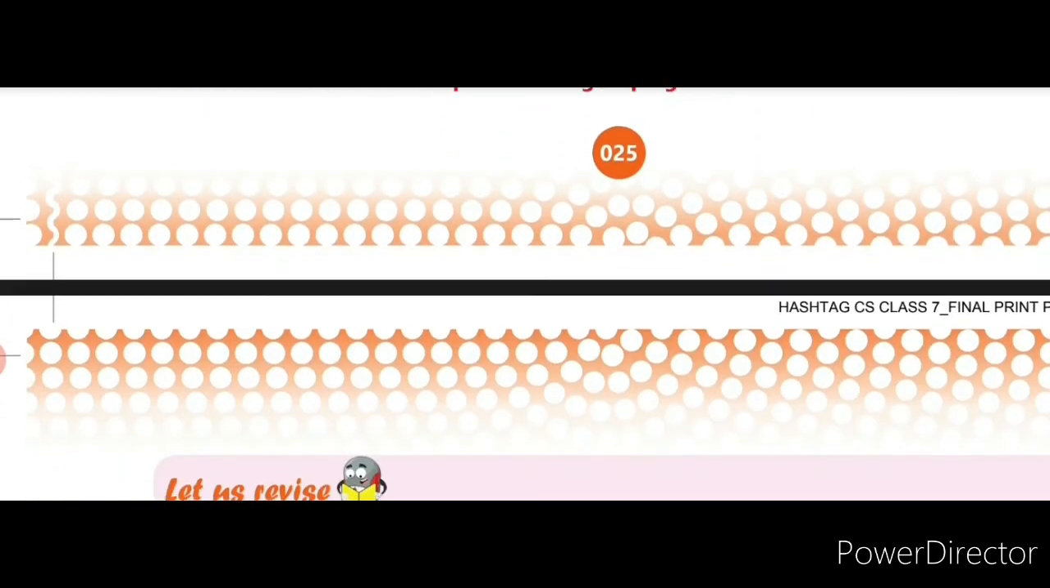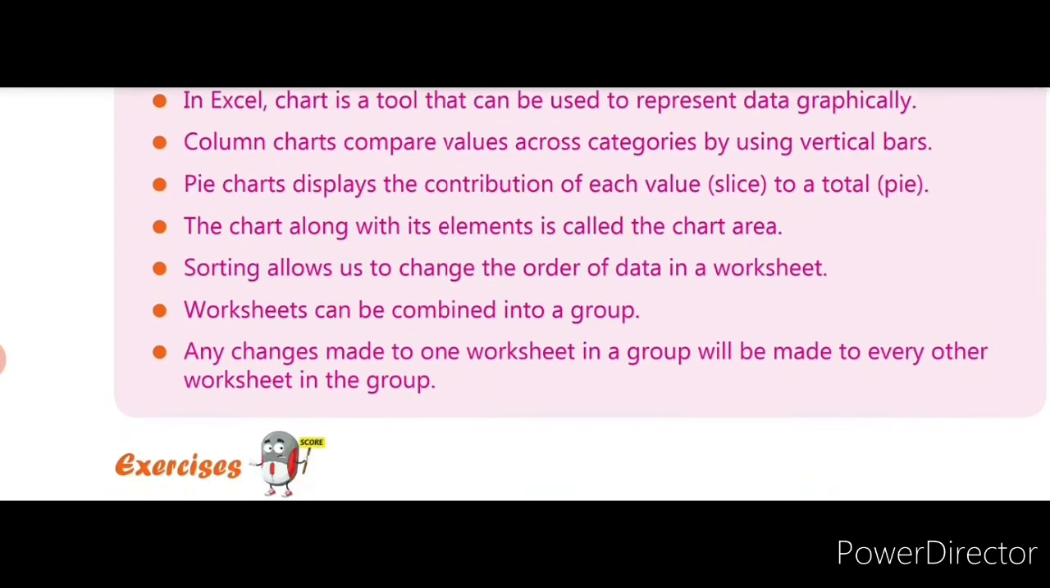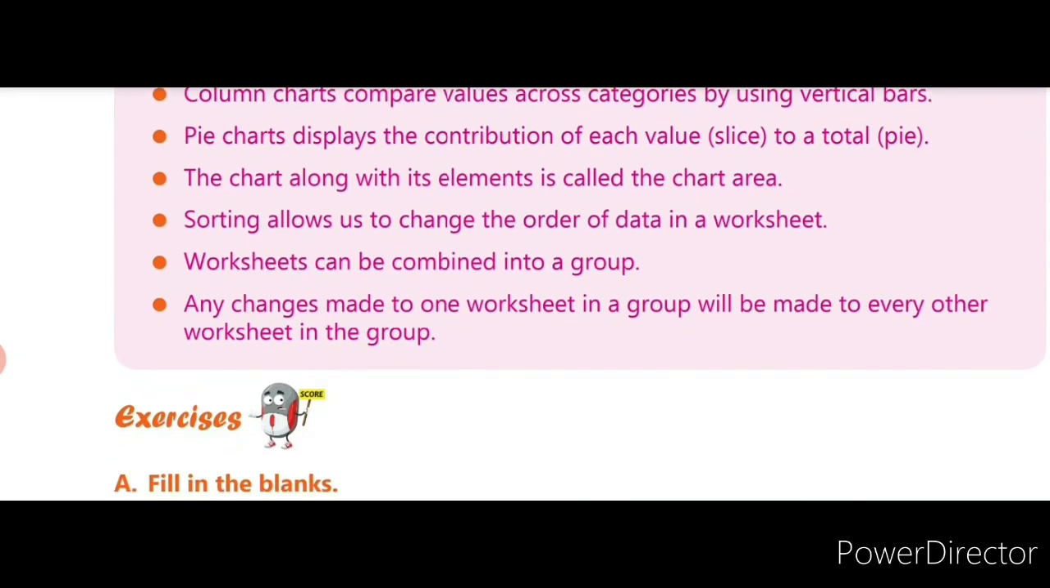So let us revise this whole chapter. In Excel, a chart is a tool that can be used to represent data graphically. Column charts compare values across categories by using vertical bars. Pie charts display the contribution of each value to a total. The chart along with its elements is called the chart area. Sorting allows us to change the order of the data in the worksheet. Worksheets can be combined into a group. Any changes made to one worksheet in the group will be made to every other worksheet in the group.